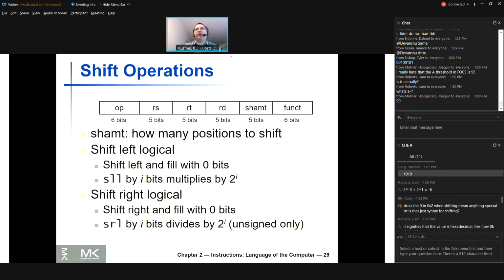We are continuing with our conversation about format for instructions in MIPS. So if we have a shift operation, it follows the R format, but it uses that shamt field, or shift amount. So this 5-bit field shamt encodes how many positions to shift.